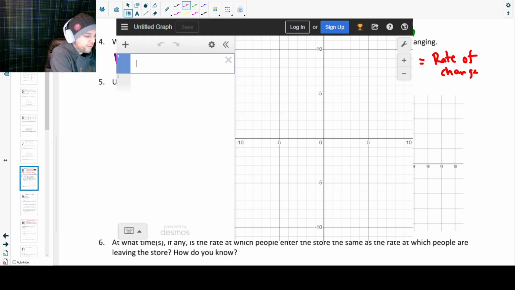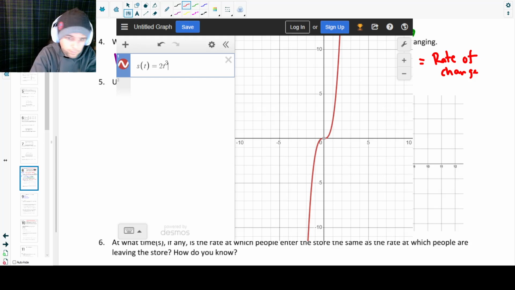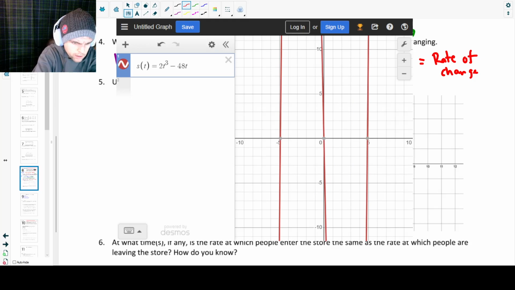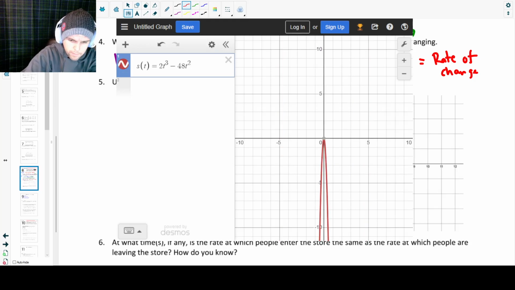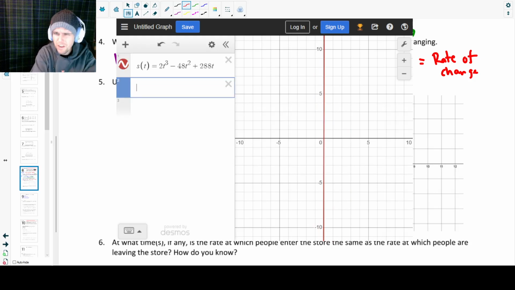All right, so we're going to have a function s of t. I'm going to create it as s of t, which was equal to 2t to the third minus 48t squared plus 288t. Okay, so that was our entering function. I know it was labeled as s prime. Just for notation's sake, I'm going to keep it a little simpler here.